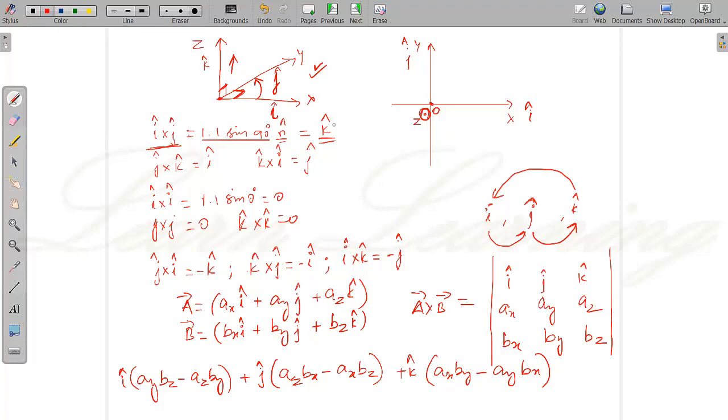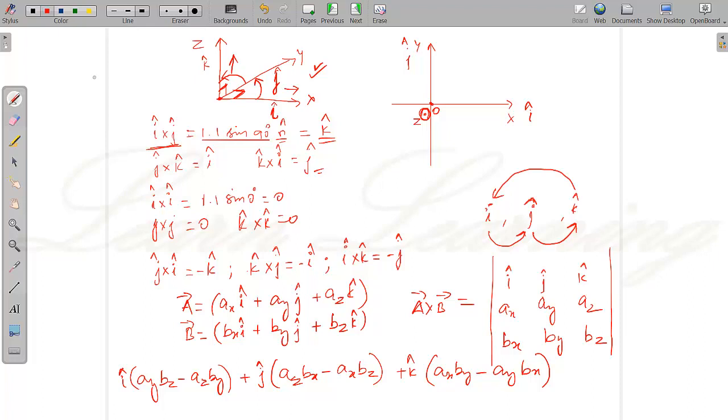If you do J cross K, you will get similarly I. You can just try those things. J cross K means you will be turning from here to here. So you will find that this is the direction you are getting. Okay, and K cross I will be the J vector. Now this is one thing.